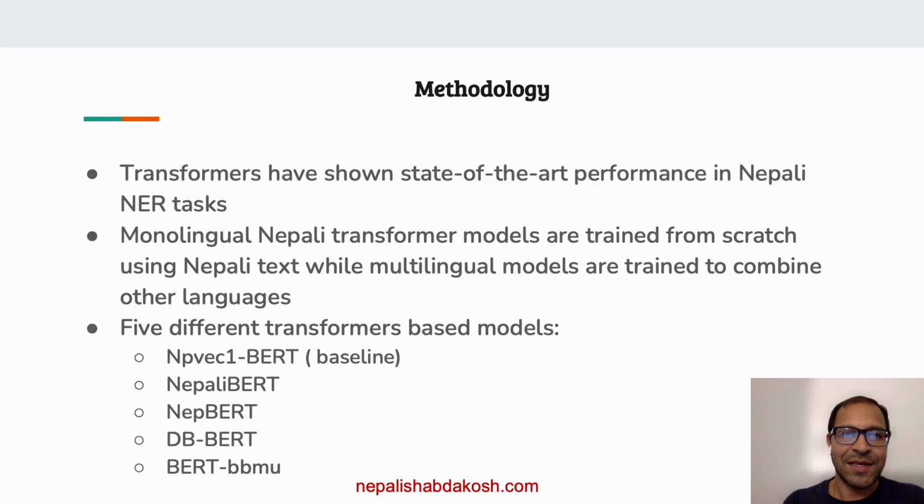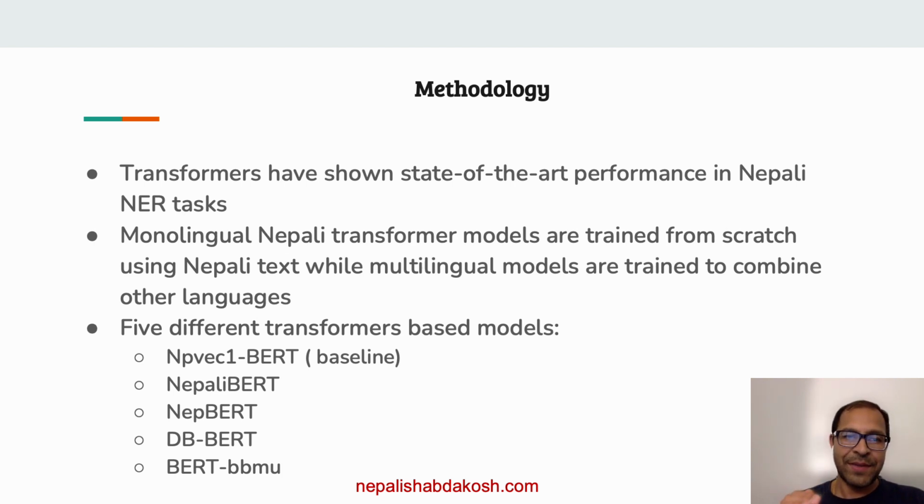Now here I talk about experiments. We have trained different transformer models which have shown state-of-the-art performance in named entity recognition tasks, including Nepali NER tasks. We have different flavors of those. We have some monolingual transformer models and some multilingual models. The monolingual Nepali transformer models are trained from scratch, whereas multilingual transformer models are trained with data sets containing languages that include Nepali too. We have chosen 5 different transformer models that we have listed over here: NPVEC1 BERT, Nepali BERT, NepBERT, DistilBERT, and BERT-base-multilingual-uncased. The last one is multilingual.